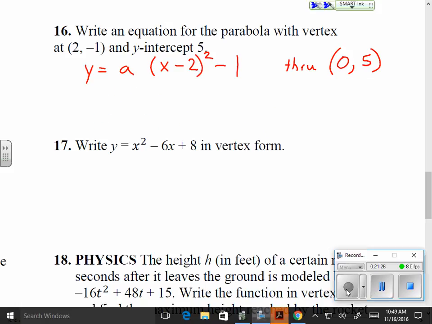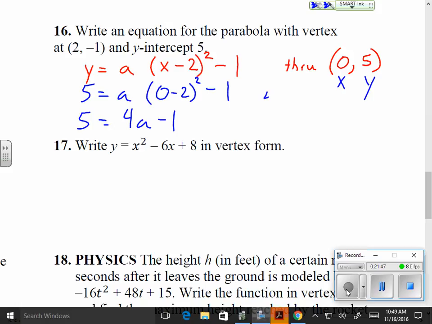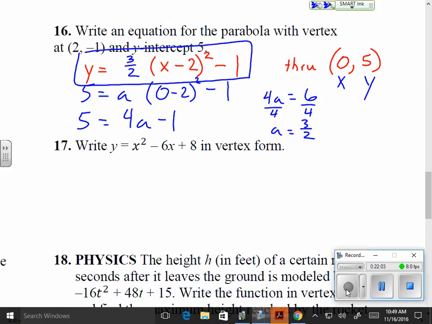Need to back up. I put 0 and 5 in the wrong place. 0 is my x, 5 is my y, so it should be 5 equals a times 0 minus 2 squared minus 1, which becomes 5 equals -2 squared, 4a minus 1. So I need to add 1 to both sides. I get 4a equals 6. Divided by 4, a would be 6 over 4 or 3 over 2. So I go back up here and I replace the a with 3 over 2, and that becomes my equation.